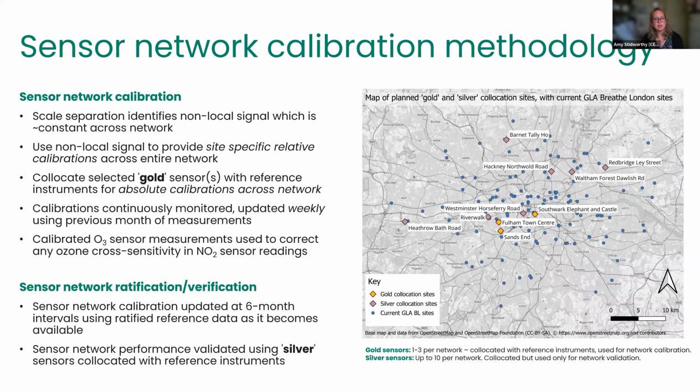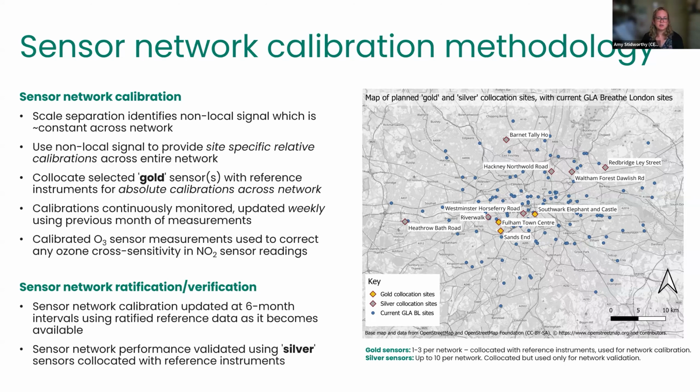The reference data that we are using in the system is unratified at the time, and the reference network is generally ratified every 6 months. So we'll be recalculating the weekly calibrations at 6-month intervals using ratified reference data as it becomes available. That will constitute the ratified Breathe London network data set.